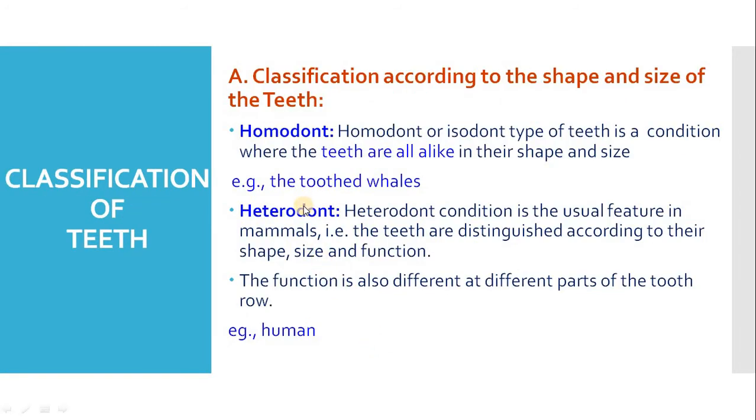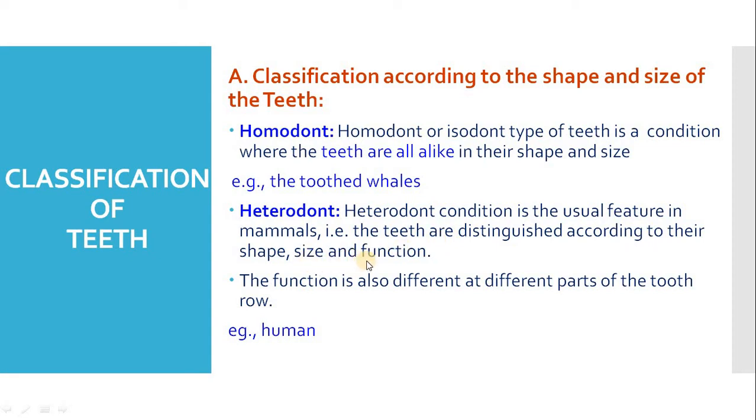Then classification of teeth. Homodont, heterodont, you might have heard. Homodont refers to isodont or similar type. It is a condition where the teeth are all alike in their shape and size. For example, in the case of toothed whales, all teeth are alike. Then heterodont refers to different teeth, distinguished according to their shape, size, and function.